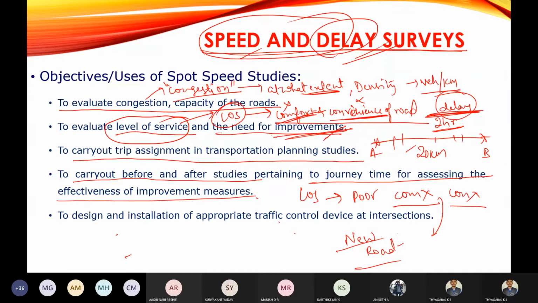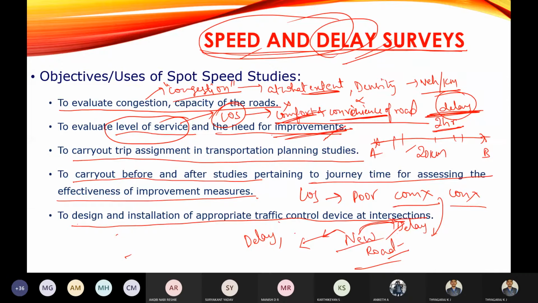If you propose the new road, what will be the delay before proposing and what will be the delay after proposing can be obtained from this speed and delay data. From the speed and delay data, we can obtain the delay before the improvement and the delay after the improvement. Then, design and installation of appropriate traffic control signals and control devices at intersections. Based on the speed and delay studies, we are going to fix the traffic control devices.